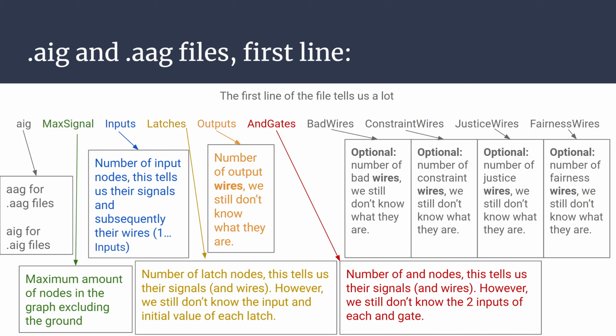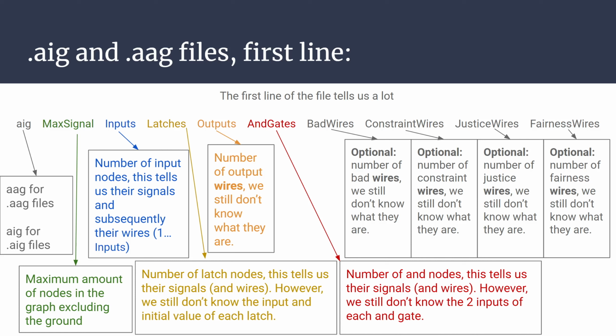Then max signal is the maximum amount of nodes in the graph without the ground. So if you had 2 inputs and then 2 latches and then 2 AND gates, this would be 6, right? And it's both the sum of the 3 numbers and the highest signal in the graph. Inputs just tells you the number of inputs, and the number of inputs tells you exactly what their signals are, because they're from 1 until number of inputs.